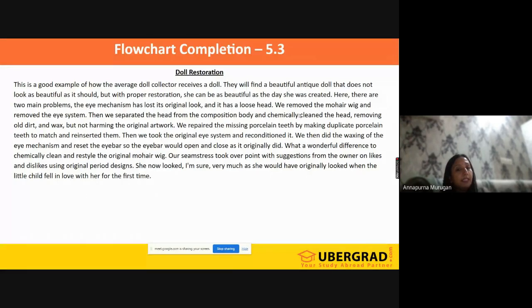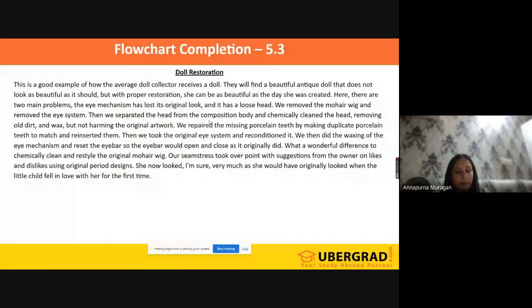So here, what are they doing to the head? Yeah, I could see the answers. Then we separated the head from the composition body. The composition body, see, so nicely they have given torso. They have given the synonym of this. So separated is the right answer that you people have given. Very good, guys.